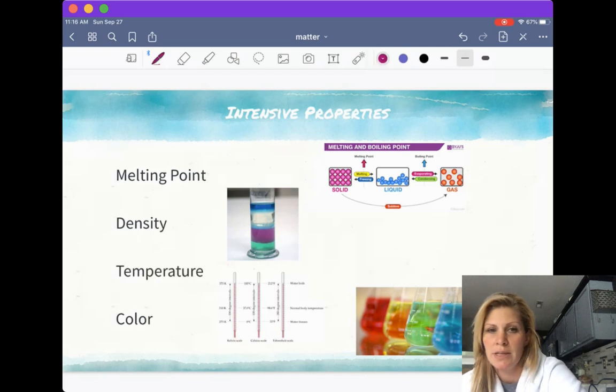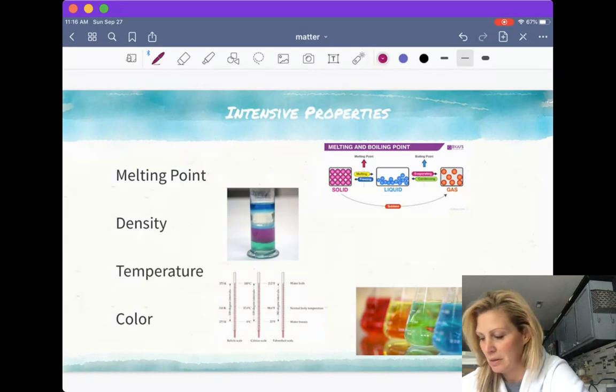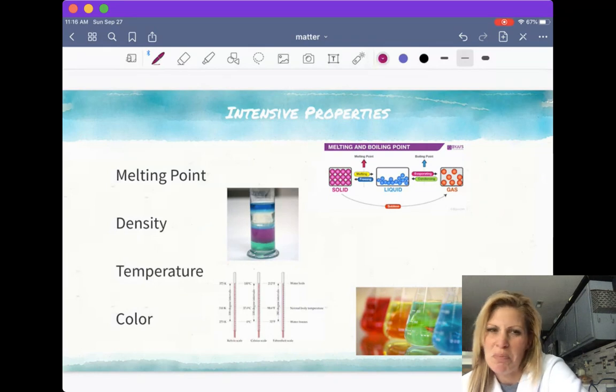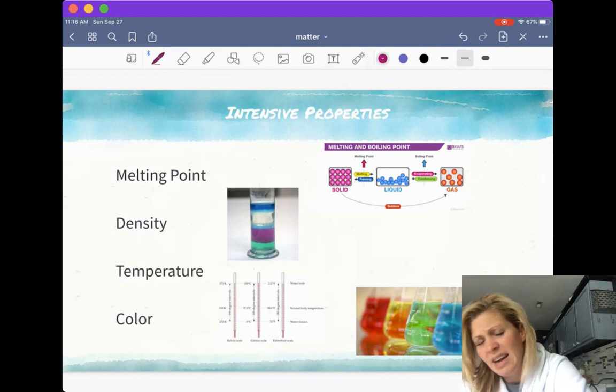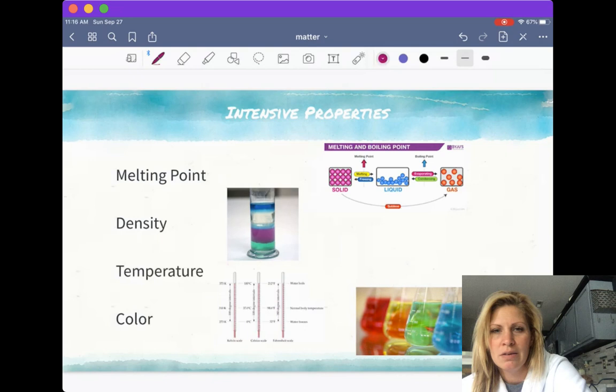So looking a little bit deeper into intensive properties, here are 4 common intensive properties that we look at in the chemistry lab. One of them is the melting point. Now, melting point, and you're going to see something called boiling point as we move through the course, they're both kind of the same thing in terms of what they're looking at.